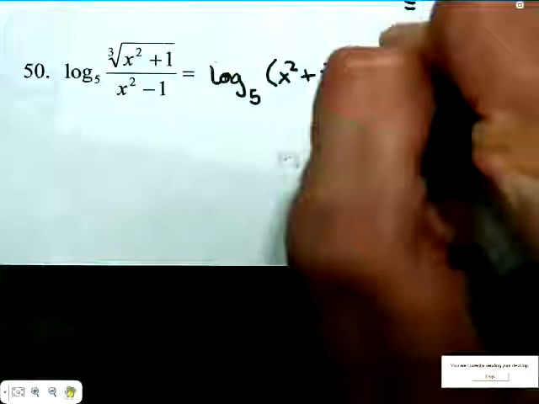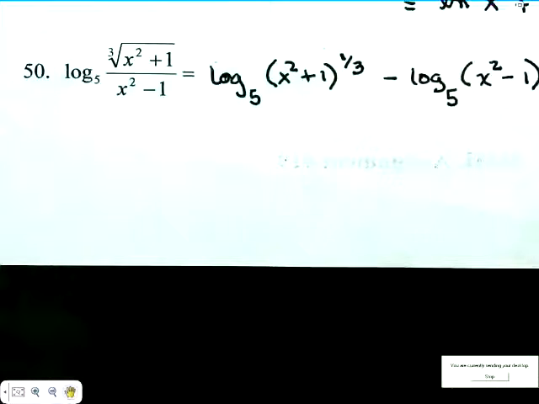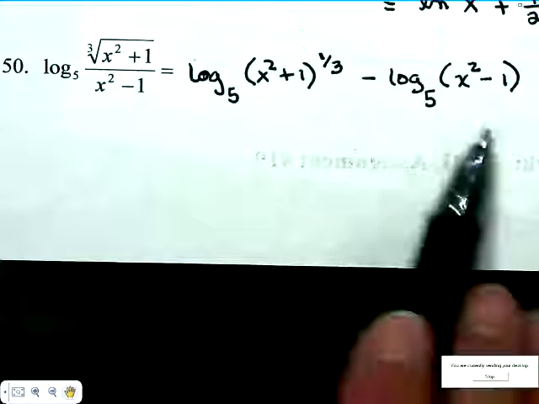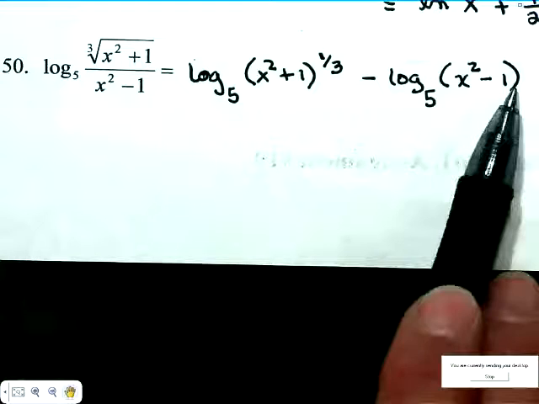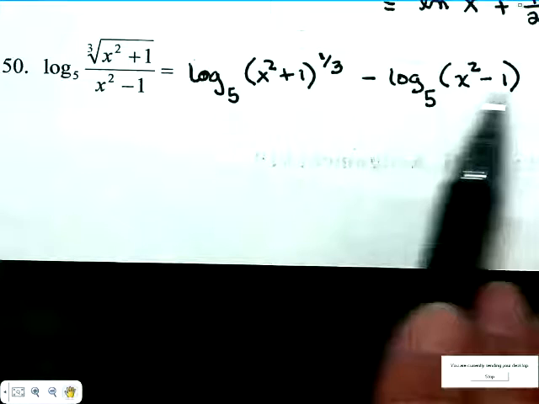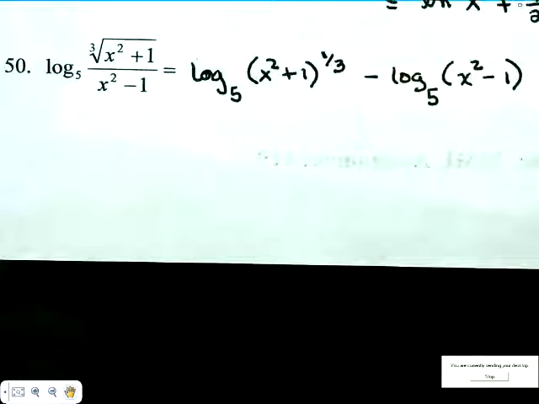So that's log base 5 of x squared plus 1 to the 1/3 minus log base 5 of x squared minus 1. And it's important that I have that x squared minus 1 in parentheses, or else I'd only be taking the log base 5 of x squared, not the whole x squared minus 1. What's the only other thing I need to do to have satisfied those instructions? Bring the exponent out in front of that term.